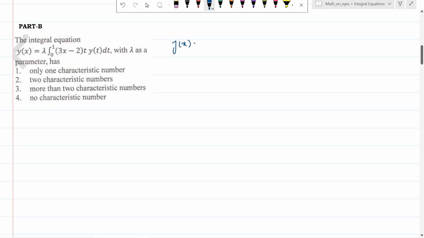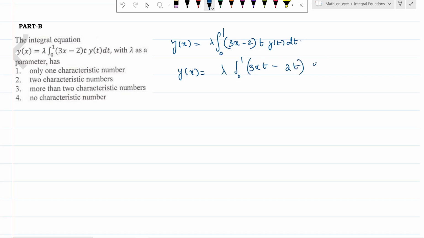y of x is equal to lambda times the integral from 0 to 1 of (3x minus 2t) into y of t dt. We have to find lambda, the characteristic number. We have to find the total number of values of lambda. So y of x is equal to lambda integral 0 to 1 of (3xt minus 2t), the whole thing into y of t dt. Now this is y of x is equal to 3x lambda integral 0 to 1 t into y of t dt minus 2 lambda integral 0 to 1 t into y of t dt.